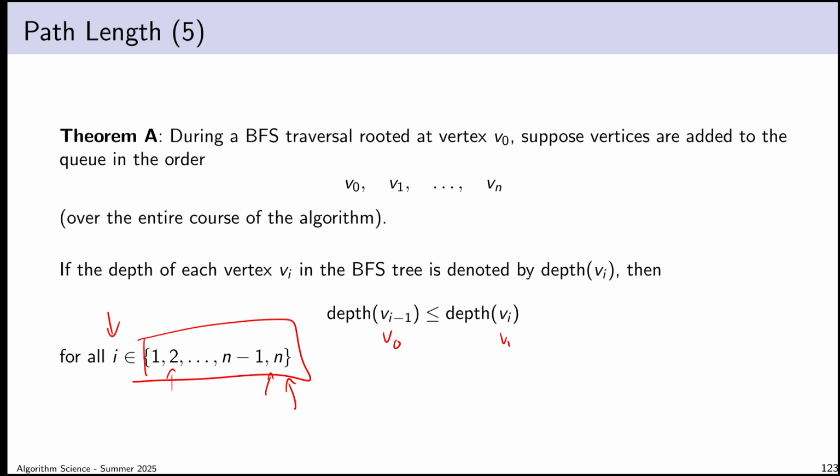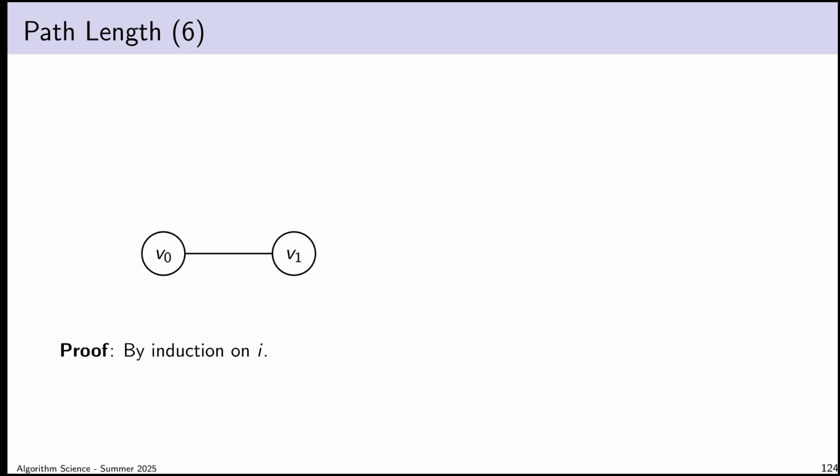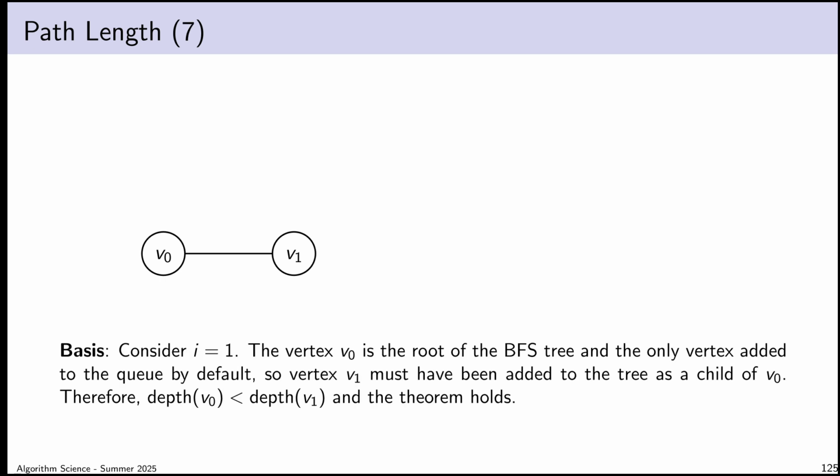Doesn't matter, I can still do induction. Okay, so my base case is relatively simple because I can consider i equals 1. Vertex V0 is the very first thing that was ever added to the queue, which means it has to be the root, because that's the way BFS works.